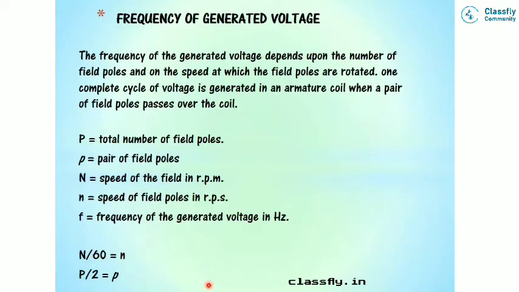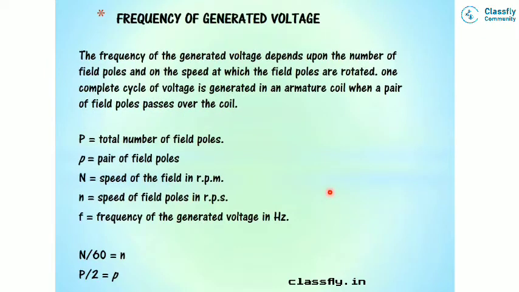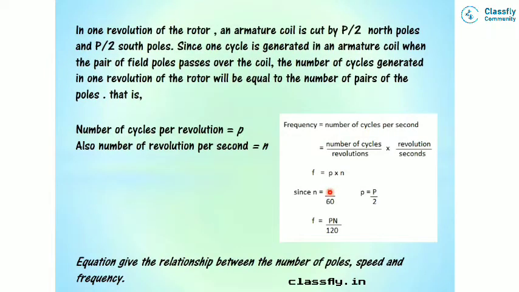See, N by 60, and small p is big P by 2, that means capital P is the total number of poles in the field, and this N is the speed of the field poles in RPM. Okay, so what we get, F is equal to P into N by 120.